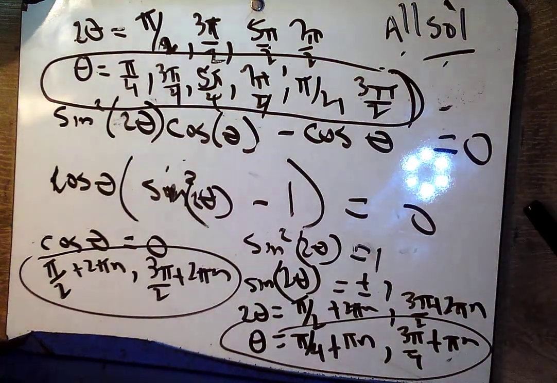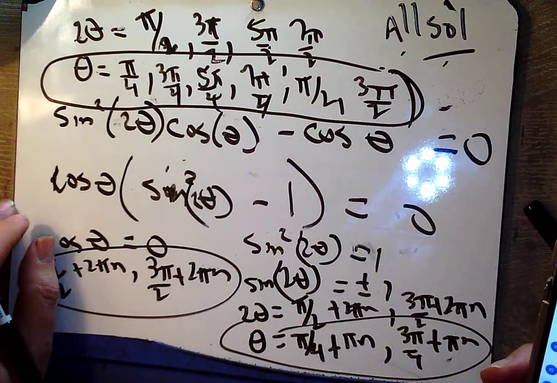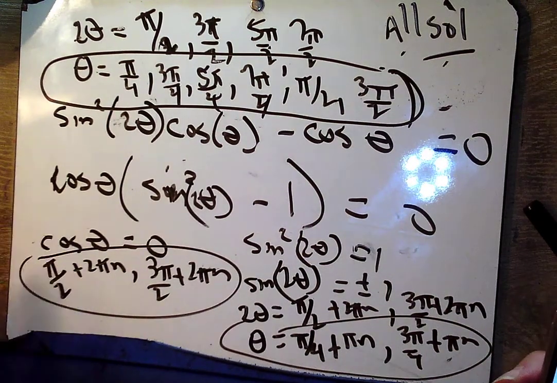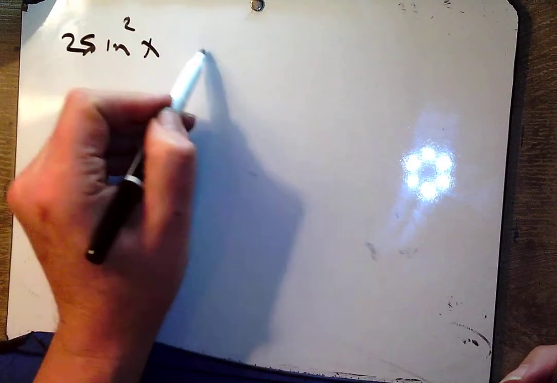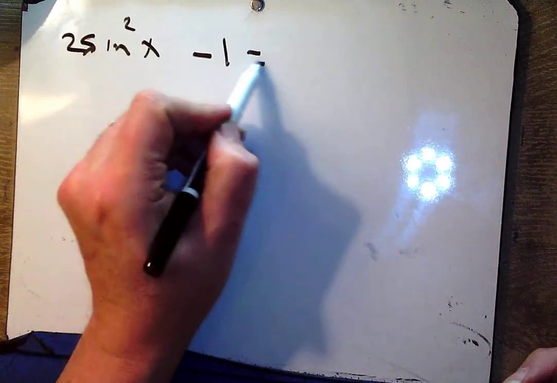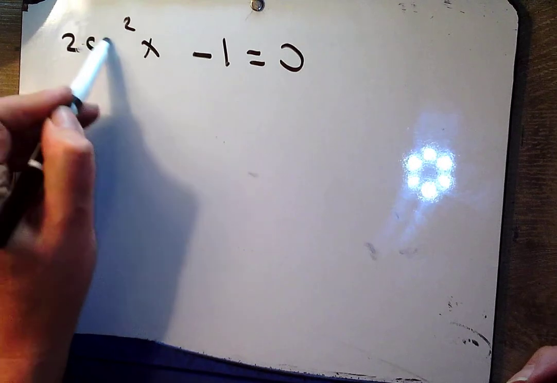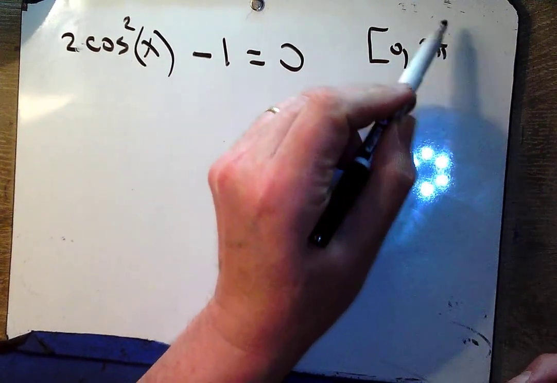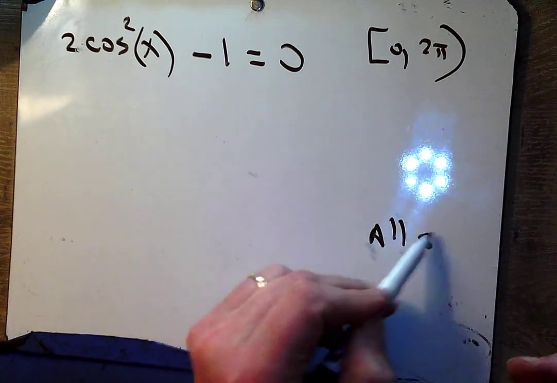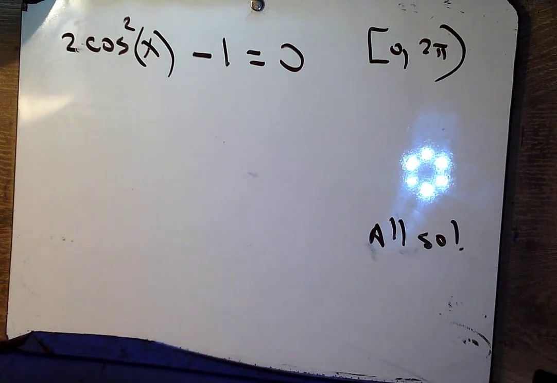What's next? We did those. I think we just kind of did that, but maybe we should do that. I don't know. These feel a little repetitive to me at this point, but let's go with it. 2 sine squared x minus 1 equals 0. Actually, let's change that to cosine. Okay, 0 to 2 pi, and all solutions. You should be able to do both by this point.